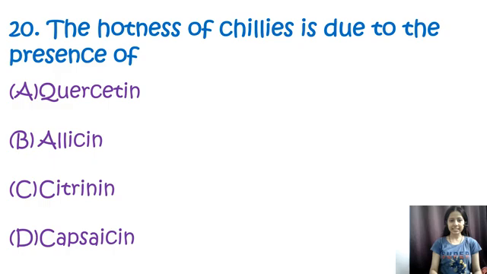Question number 20. The hotness of chilies is due to the presence of. So options are quercetin, allicin, citrinine, or capsaicin. Over here my correct option is D. So the hotness of chilies is due to the presence of capsaicin.